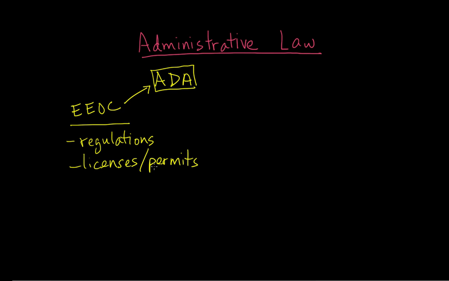And it can even hear complaints and issue decisions in disputes over its regulations and its licenses and permits, assuming that Congress set the agency up that way. So it also has a quasi-judicial role. Okay, so we'll say hear complaints.